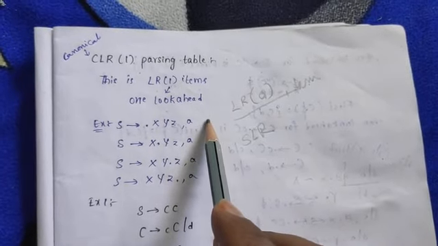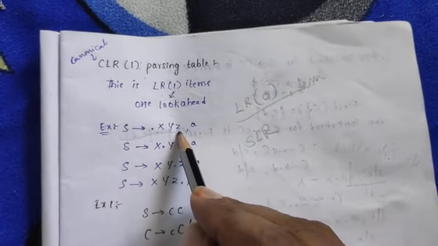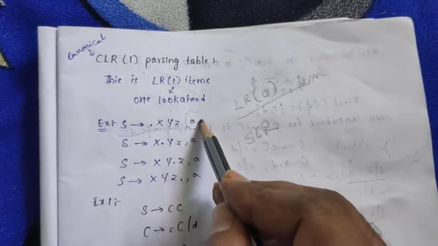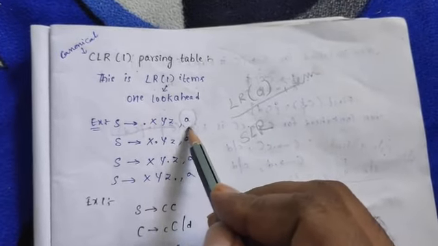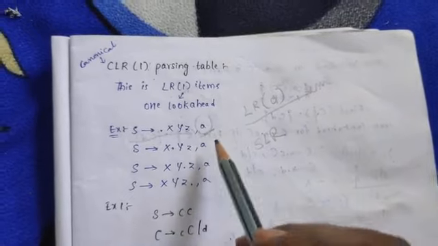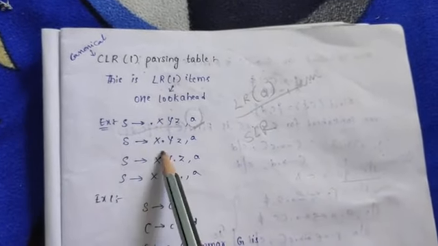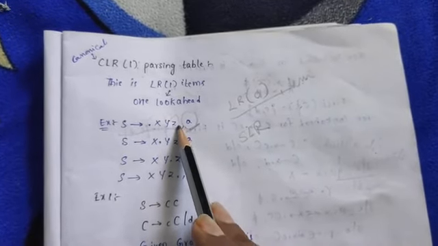The LR items should be taken with a sample production, that is S tends to XYZ, is a production. Here the comma A is nothing but a lookahead. Here we are taking only one element, one lookahead. Like in SLR parsers, the dot moves through each individual item until it reaches the last stage of that production.